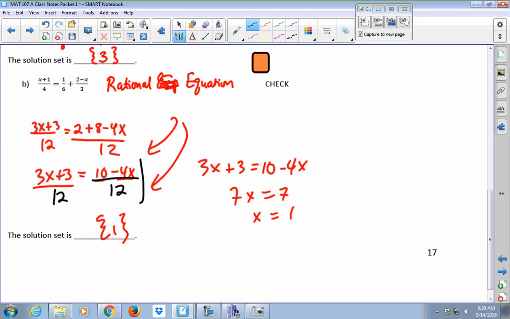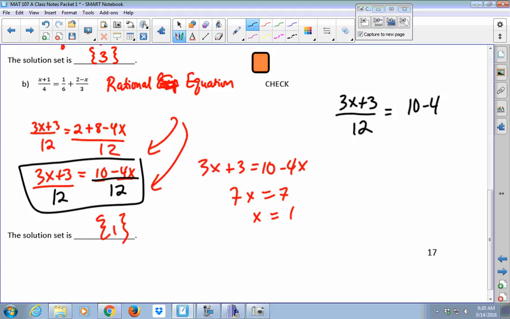What kind of equation is this? What name do we give to this equation? It's linear, yes. And I just gave it a new name, or what I told you we were all weak at a minute ago. It's rational proportion. It's a proportion, just like 1/2 equals 3/6. You have 3x plus 3 over 12 equals 10 minus 4x over 12. This is a proportion, folks. So the same properties apply.